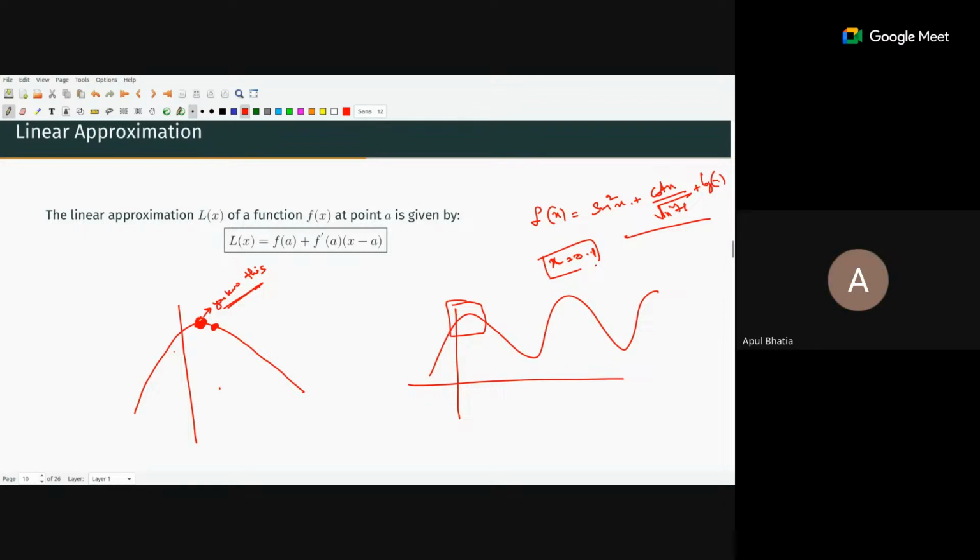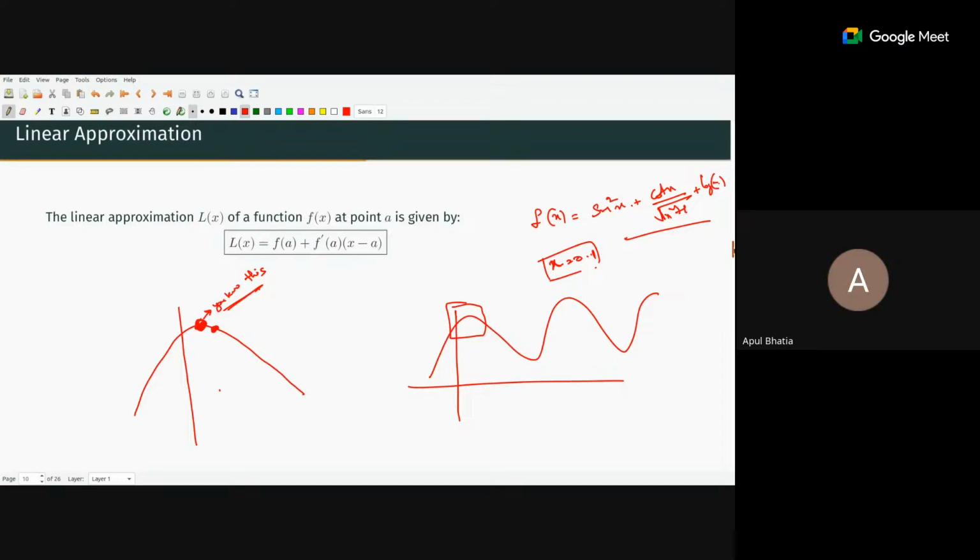I mean, we have seen examples. There are examples in our practice assignment: e raised to power 0.0019 around 0, or around 1, or around 4. What does this physically mean when we are saying around 1 or 2 or 3 or 4?